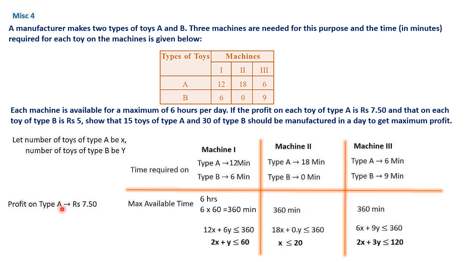Then profit on type A is given to us, 7.50 here. The profit on type A is 7.50 and type B is rupees 5. And we have to maximize Z is equal to 7.50 into x plus 5 into y. This is the equation. So next we have to go for writing out the table of values. Before that, let's write all the inequalities so that it is easy for us to draw if it is visible in one slide. So maximize Z is equal to 7.5x plus 5y.